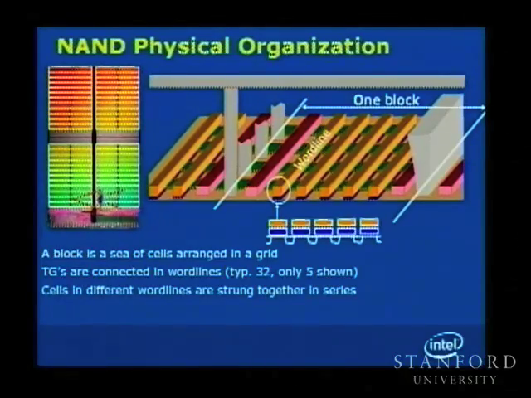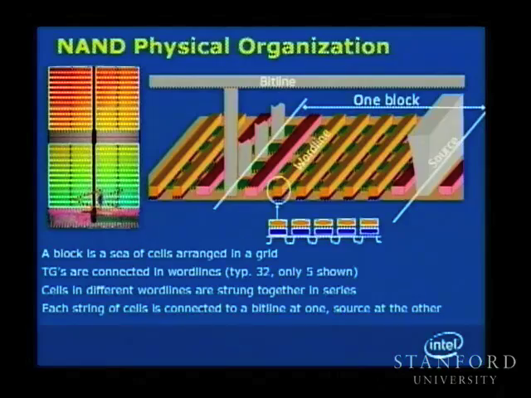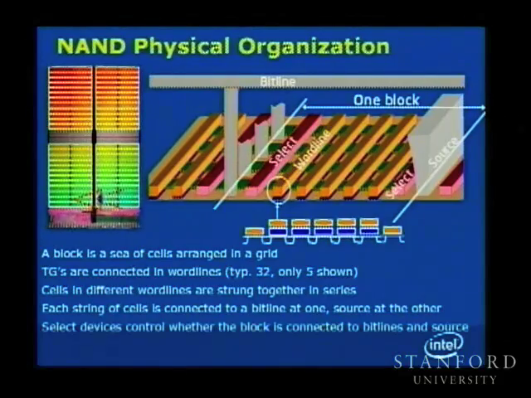And the cells of the different word lines are strung together in series. I've only shown a few cells that are in that string. Each of these cells is then connected to either a bit line or the source line, and there are select devices to select whether you're accessing that particular subsection. You only read through the string of cells. That's why it's called NAND, because if you look at the equivalent circuit, it would look like a NAND circuit by reading through the string.